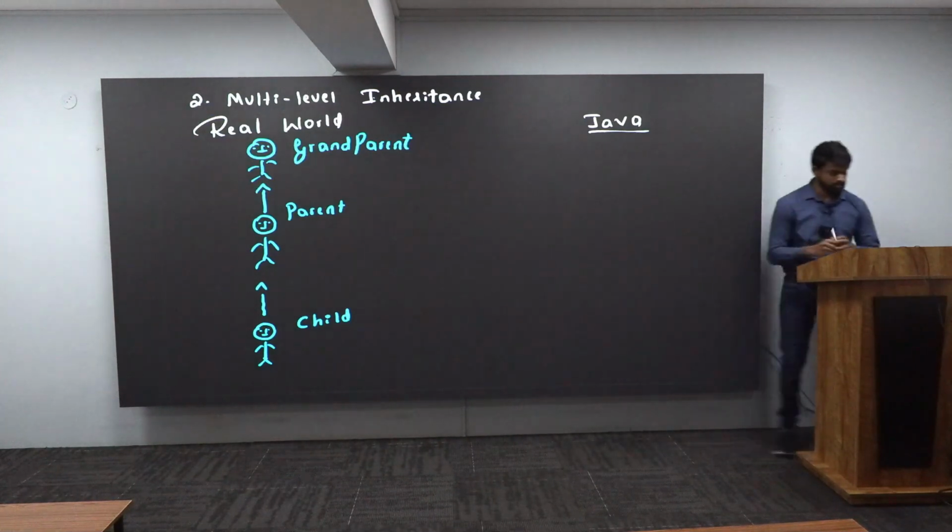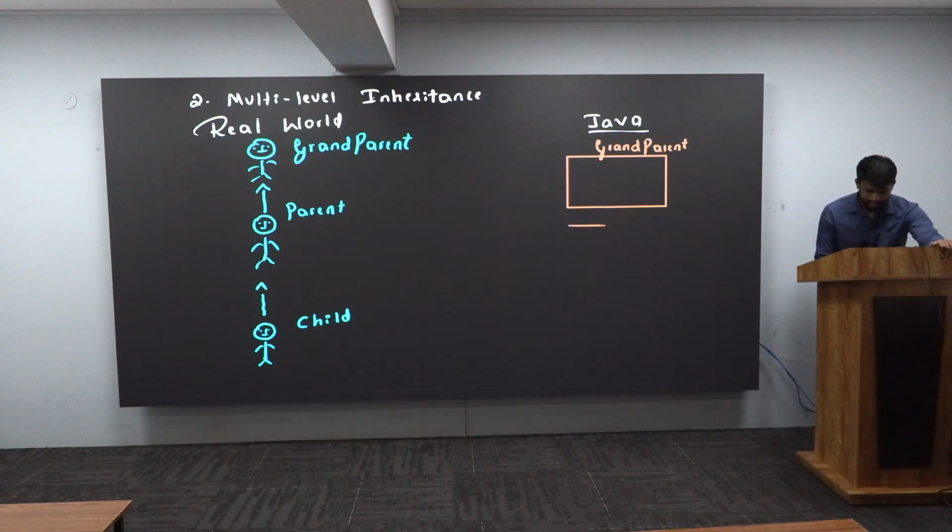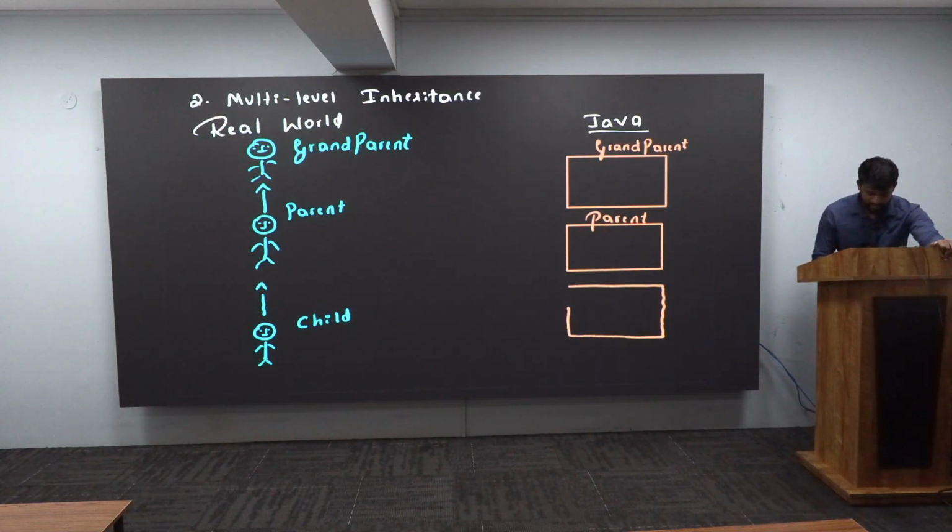Really, sir? So I'm having one class, and that class I'm showing to you this way. Good. So what is the name of this class, sir? Grandparent. Awesome. Now there is another class. That class I will represent in this way. What is the name of this class, sir? It is parent. There is another class. Let me represent this class in this way. What is the name of the class, sir? It is child.